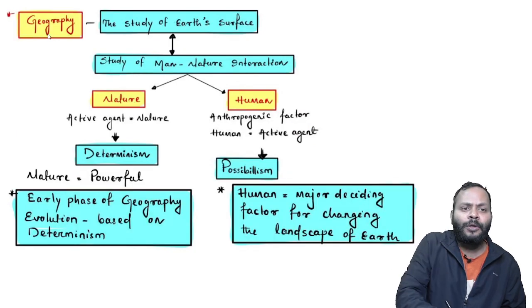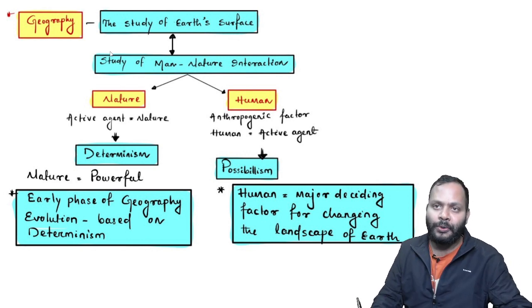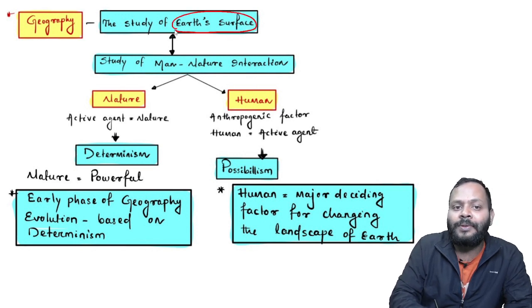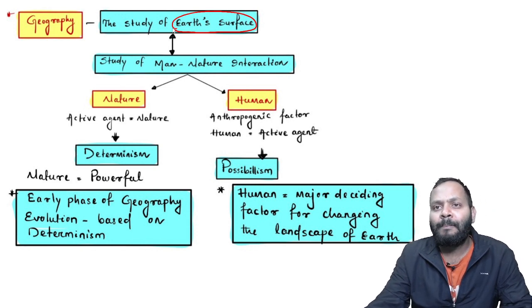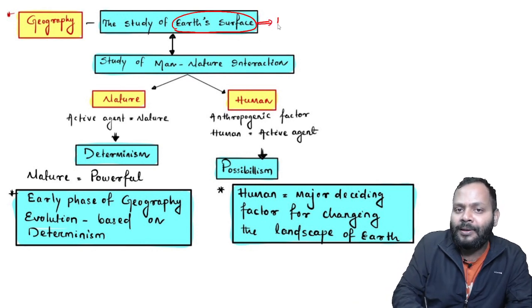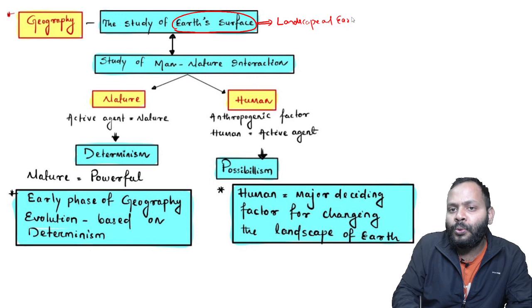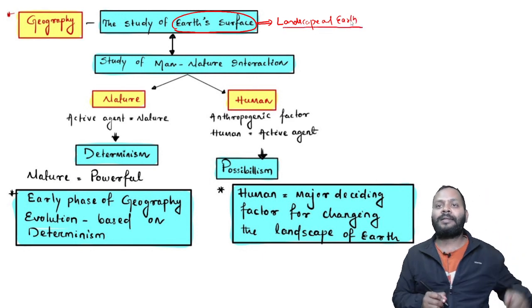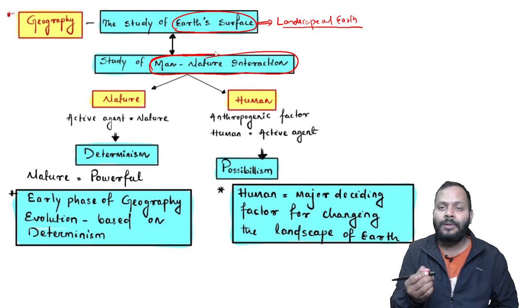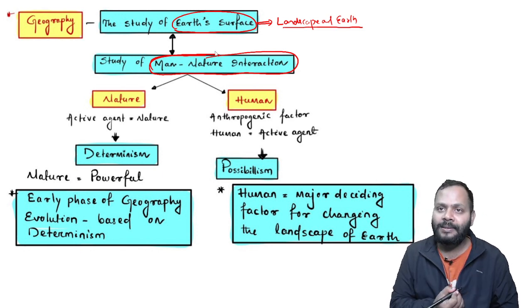Then geography. What exactly are we studying in geography? In geography we are studying the surface of the earth. Please tell me, who is the major agent who can really influence the earth's surface, or we can say the landscape of the earth? Who majorly influences the landscape of the earth? Mostly the landscape is majorly affected by man-nature interaction. Can I say man-nature interaction is the major driving force which can affect the landscape of the earth?